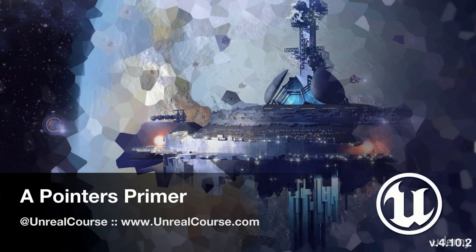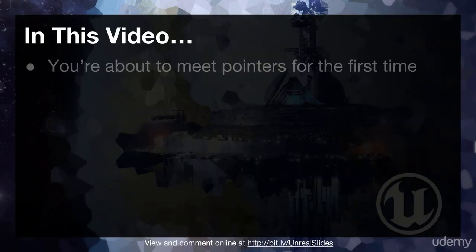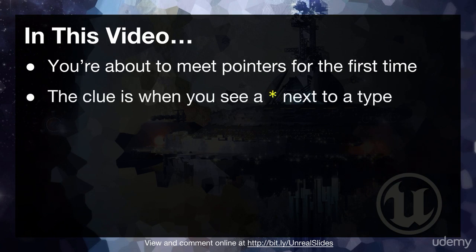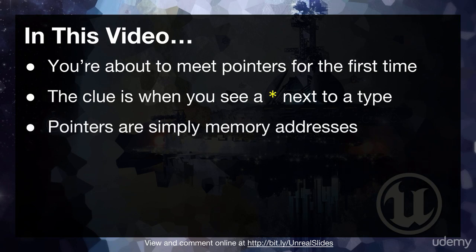So welcome to a pointers primer. In this video, you're about to meet pointers for the first time in the next video. So I want to prepare you for that because they're a little different and we didn't cover them in the previous section because we didn't need them. The clue that you're using a pointer is basically when you see a star next to a type. Obviously not a star as in a multiplication, but when it's next to a type or a variable. You'll see an example in a minute.